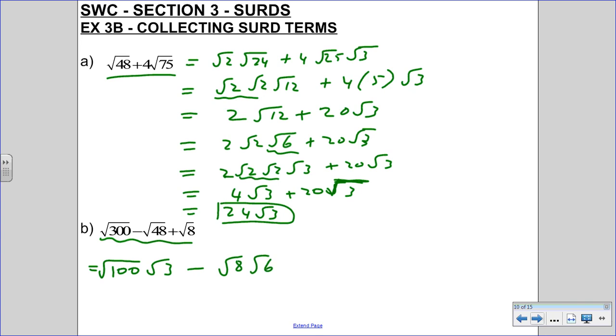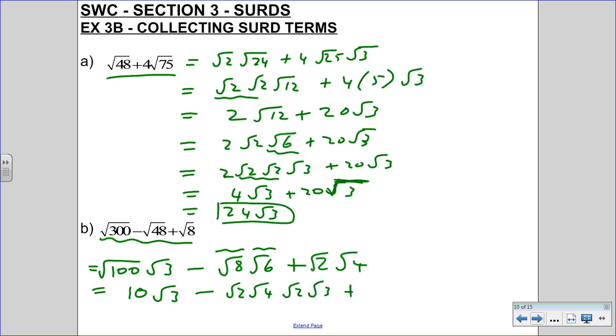So you're just thinking about its factors. And we've got our plus root 8 at the end. Well, that's root 2 and root 4, isn't it? Okay. So we're trying to break them down into the simplest form. Root 100 is 10. Root 3 minus, we've got this root 8. So let's split that up again. That's root 2, root 4. And we've got this root 6. That's root 2, root 3.